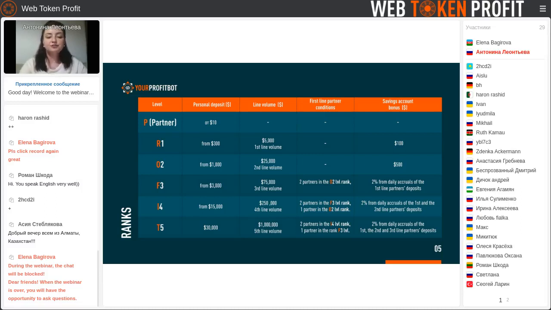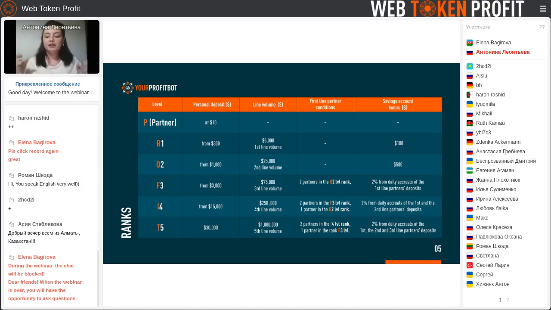This is the second rank. When achieving it, a member receives a reward of $500 accrued to the balance. What does it mean? Once again, if you make a deposit of $1,000 and you have a partner who makes a deposit in the sum of $25,000 in the first line, you'll get your $500 and you will get a ring, yes, and the F status.